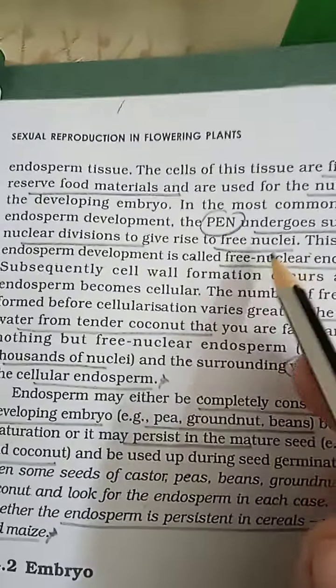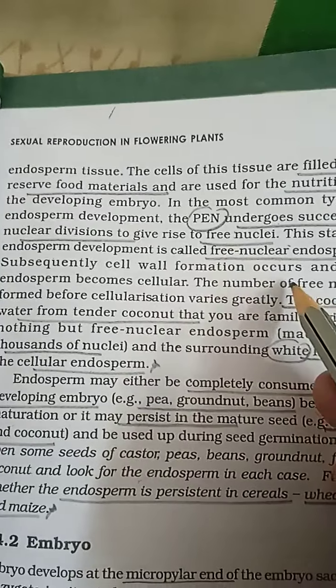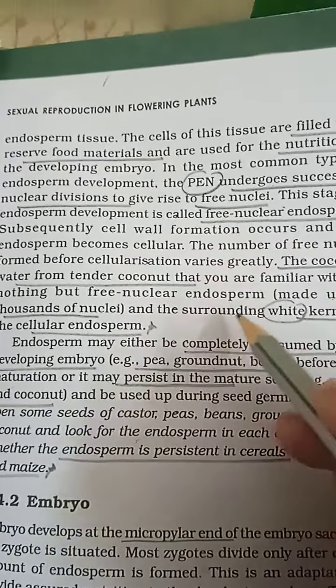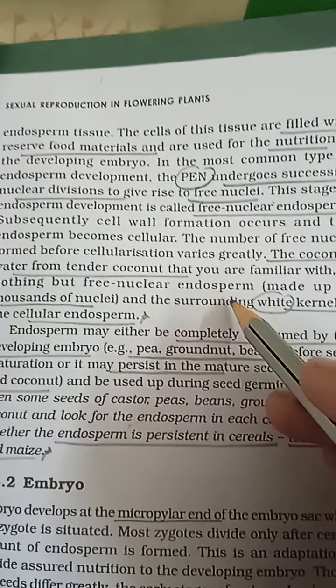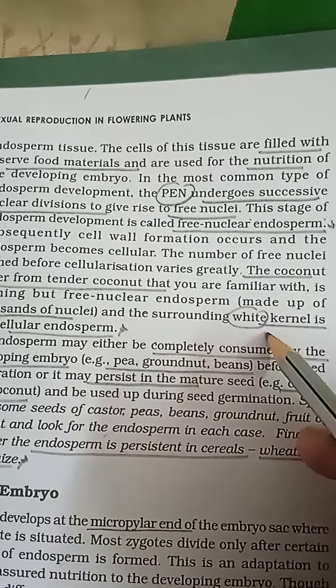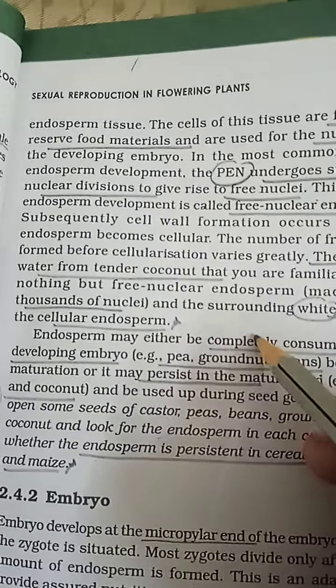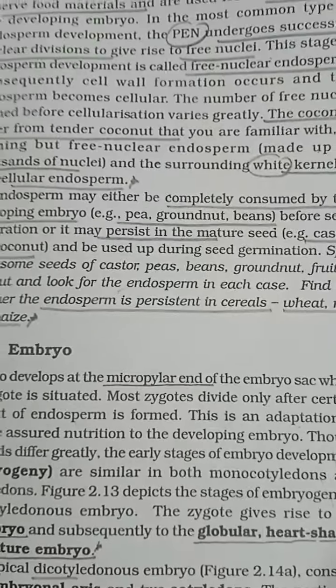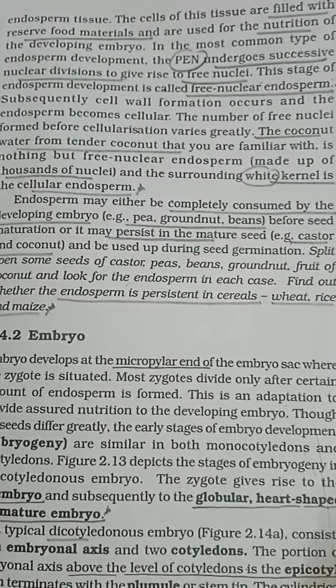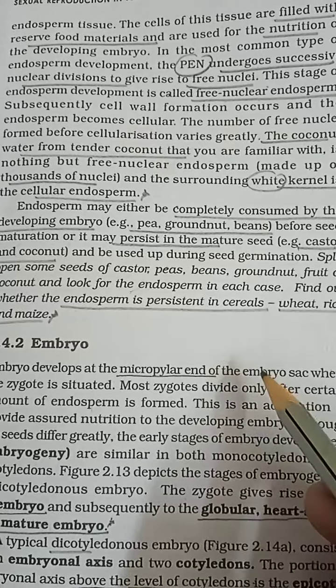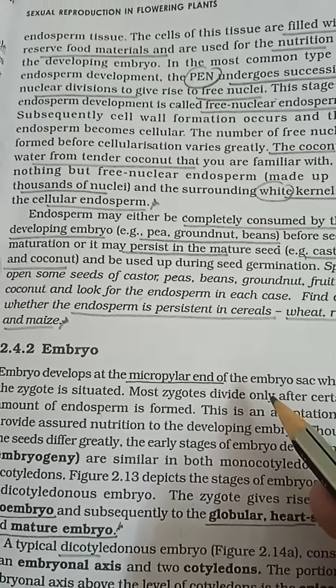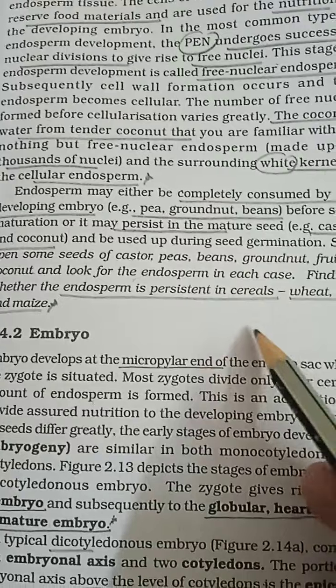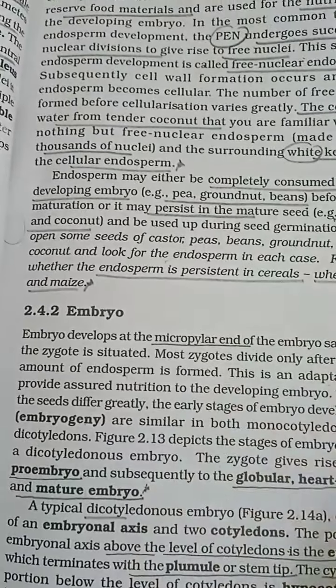When we see the endosperm after fertilization, the primary endosperm nucleus undergoes successive mitotic divisions for free nuclear endosperm, which is present in the white tender coconut, an example of free nuclear endosperm. The coconut kernel, the white kernel, is an example of cellular endosperm. Very important. When the endosperm is fully consumed by the embryo, that is called non-albuminous, and when the endosperm remains in the seed, that is called albuminous. Non-albuminous: pea and groundnut. Albuminous: castor and coconut. Very important.